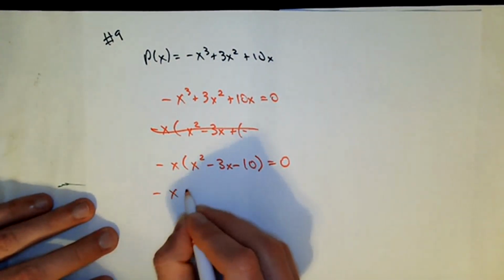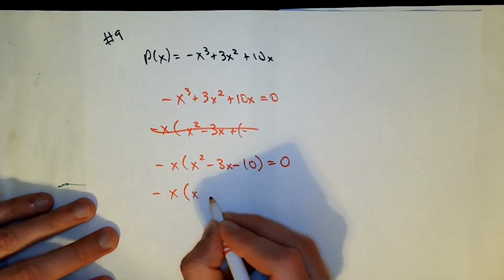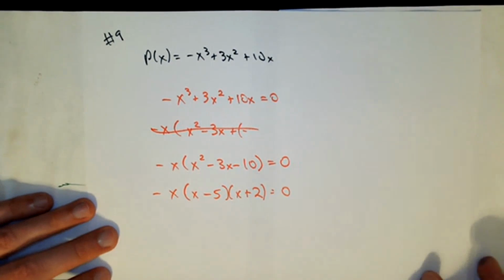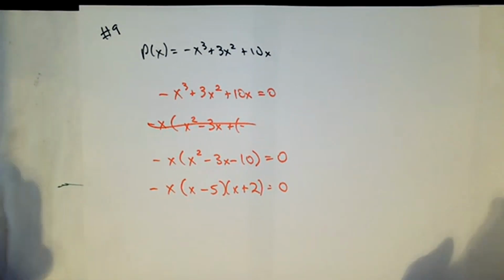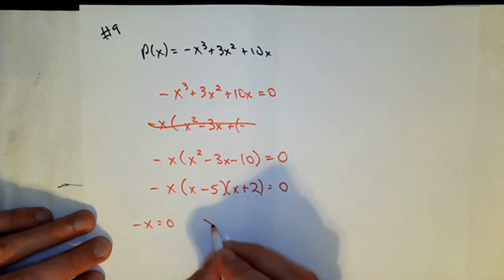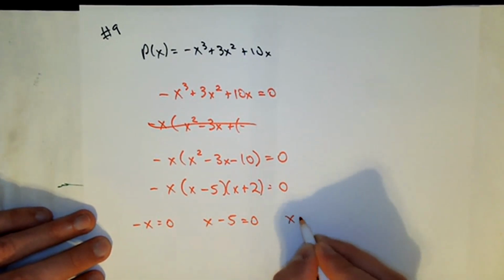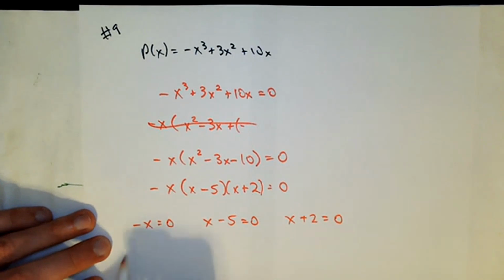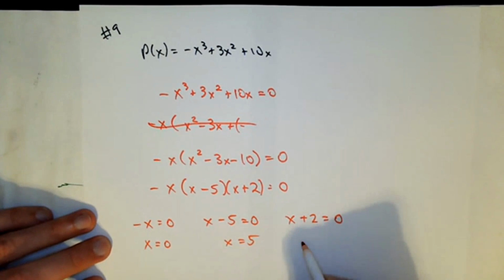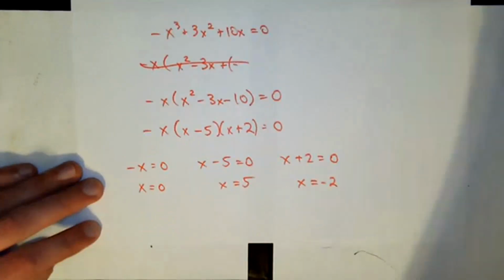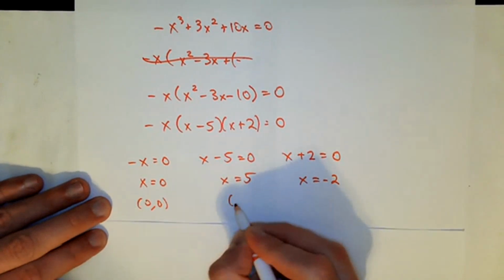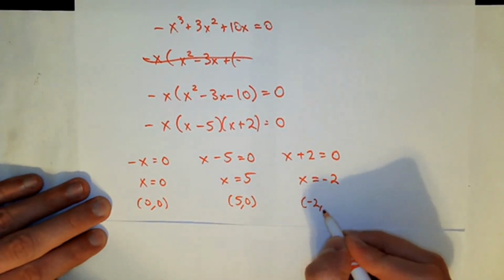And then I can say, oh, wait a second, this factors into x minus 5 and x plus 2, just by knowing how factoring quadratics works. And I set each of these equal to 0 independently. Negative x equals 0, x minus 5 equals 0, x plus 2 equals 0. This, of course, just gives me x equals 0. This gives me x equals 5. This gives me x equals -2. So the points are 0, 0; 5, 0; -2, 0.